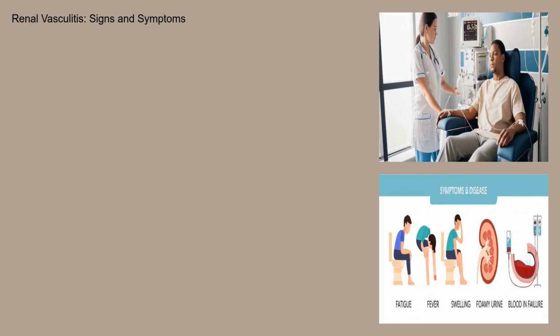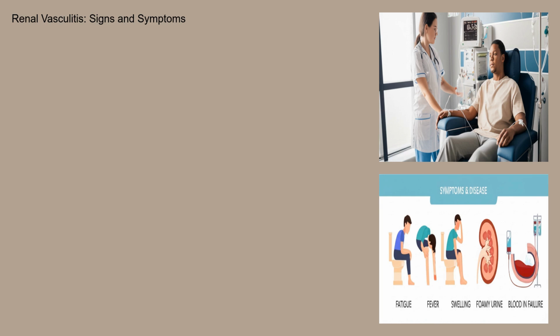The exact prevalence of renal vasculitis is difficult to determine, as it's often underdiagnosed or misdiagnosed. However, it's considered a relatively rare condition. It affects people of all ages, but is more commonly diagnosed in adults between the ages of 40 and 60. Some types of systemic vasculitis with kidney involvement, such as granulomatosis with polyangiitis, have a higher prevalence in individuals of Northern European descent.